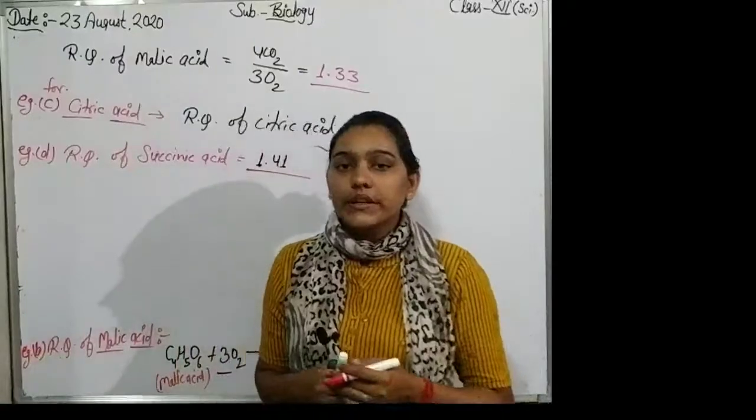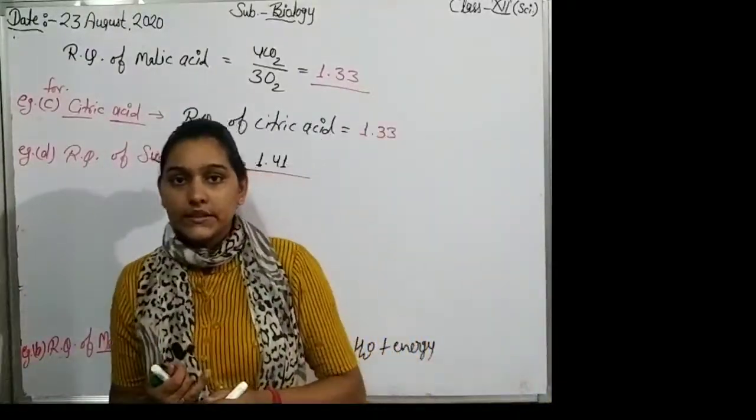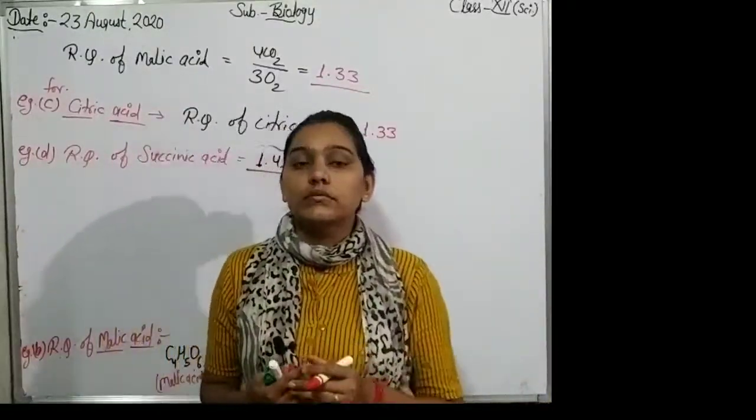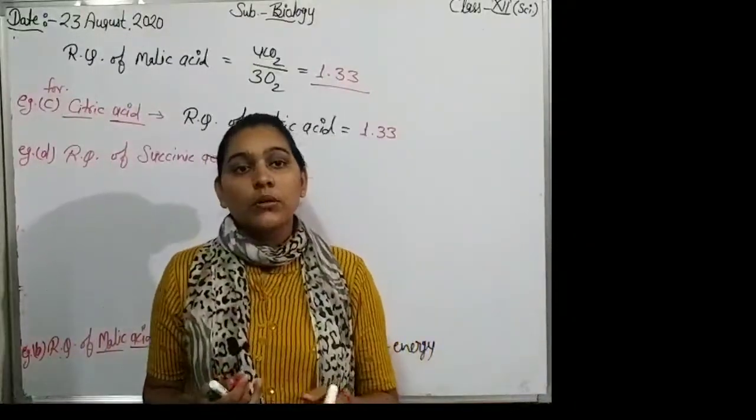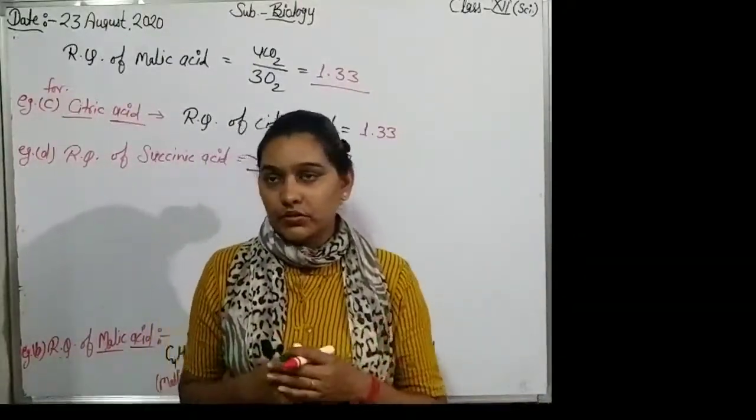So in organic acids, succinic acid, malic acid and oxalic acid, the RQ is more than 1, but different for each.